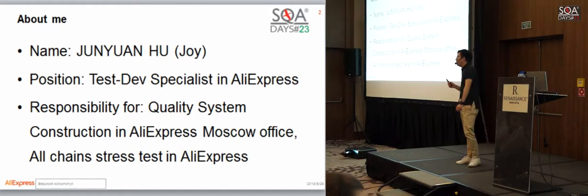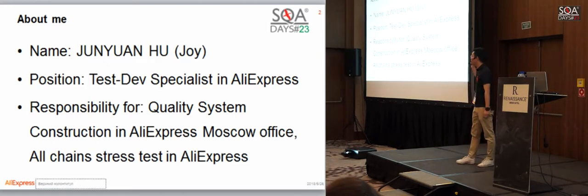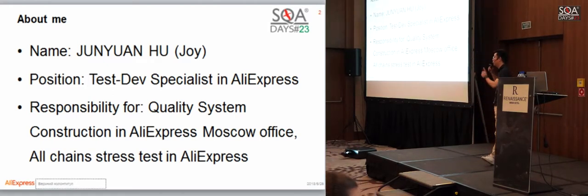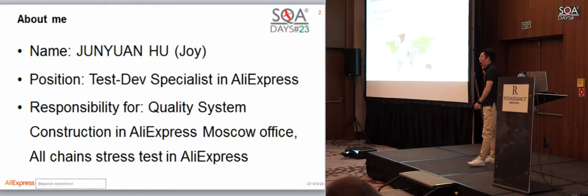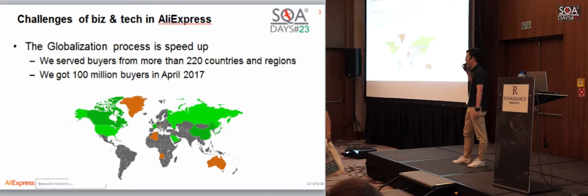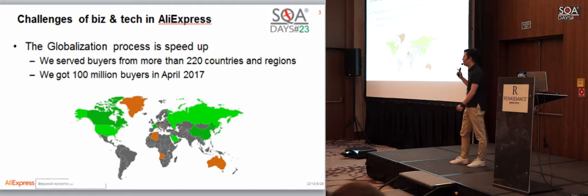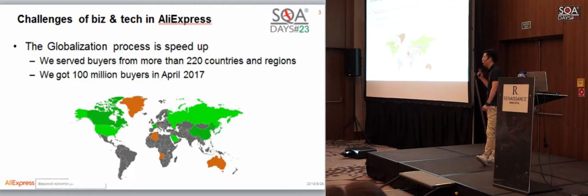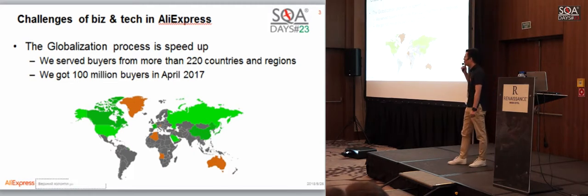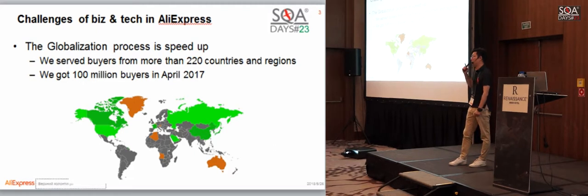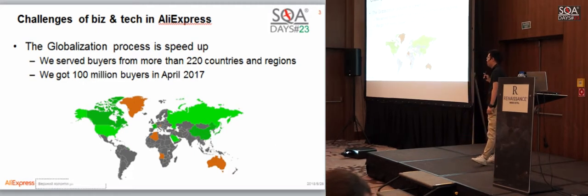Every year, we have many big promotions. Our performance test guarantees our performance during these big promotions. For the performance test, we have many challenges in the business and our technologies. First of all, our globalization process is speeding up. We need to serve buyers from more than 220 countries and regions. And we got our 100 millionth customer in April 2017. This customer is from China.